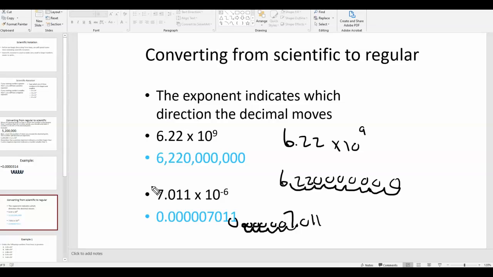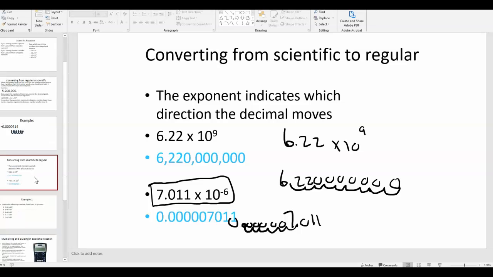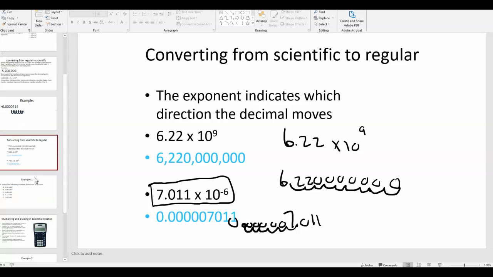Okay, and again, notice that's much easier to write in scientific notation. So that's how you go back and forth from scientific notation to regular notation, and the other way as well. Okay, pause there, make sure you understand that.